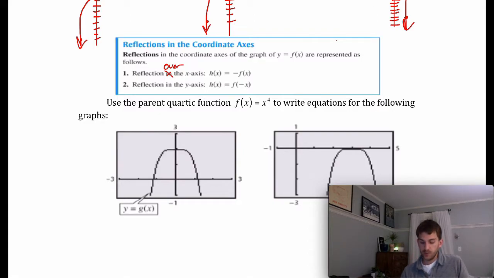Number two, if we're going to do it over the y-axis, so again, I'm going to change it from in to over, h of x, we're going to do f of the opposite of x. So we're only going to take the opposite of the x's, just the x's, each and every x.